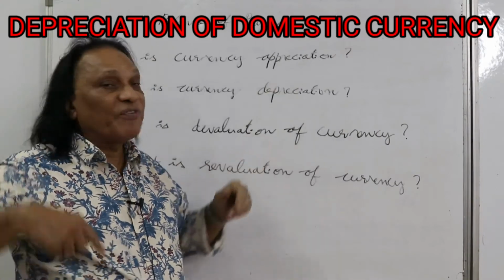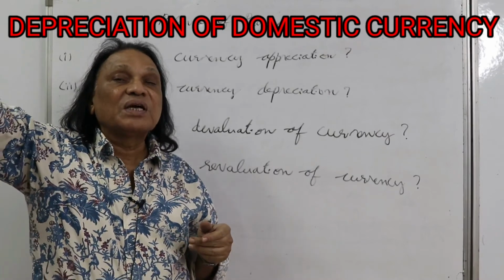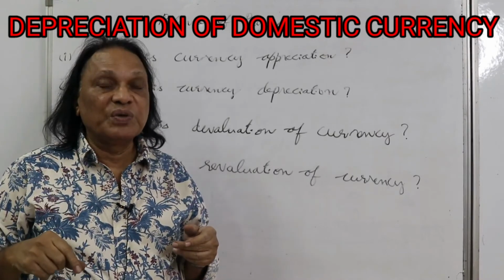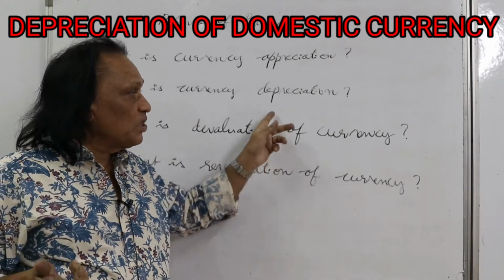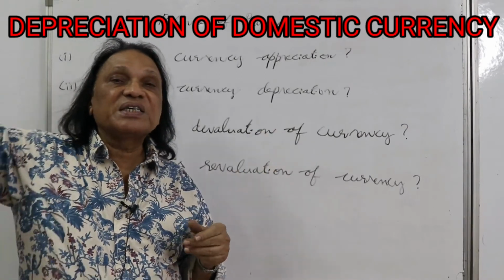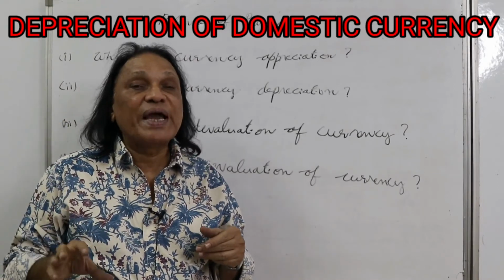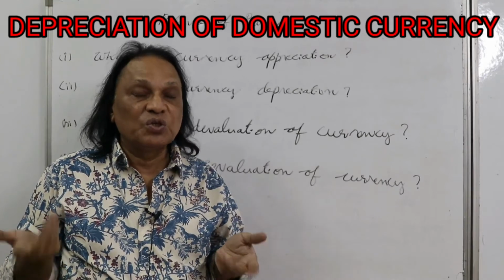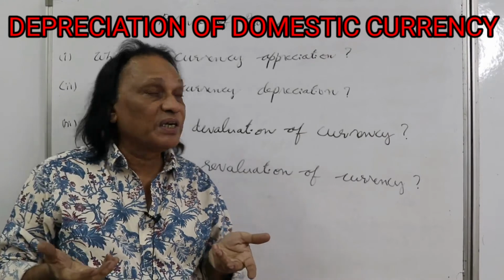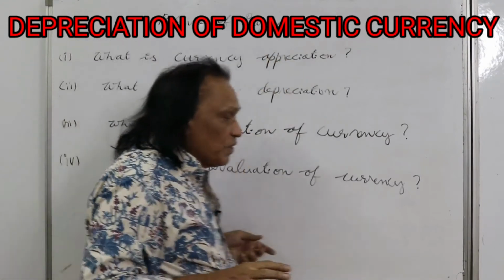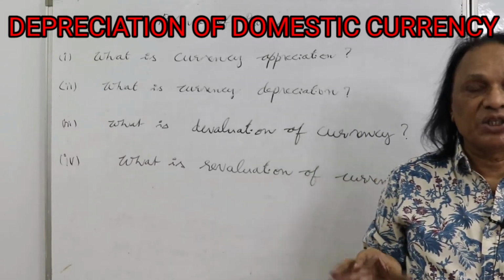What is appreciation of foreign currency? Appreciation of foreign currency means their currency has gone up in terms of our currency. That means we have to pay them more rupees to get a dollar. What is depreciation of foreign currency? That means the value of their currency has come down in terms of our currency. We have to pay them fewer rupees to get a dollar. So that is appreciation and depreciation. These two terms we use under a flexible exchange rate or floating exchange rate.